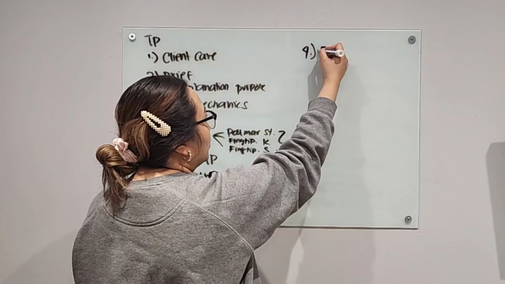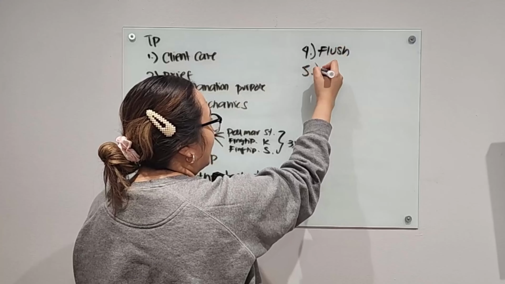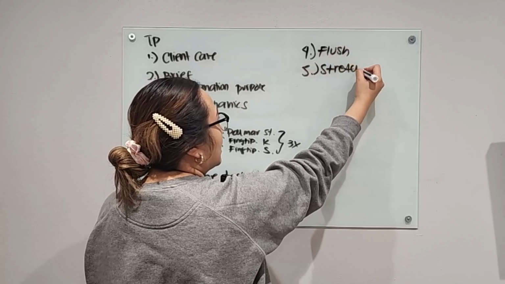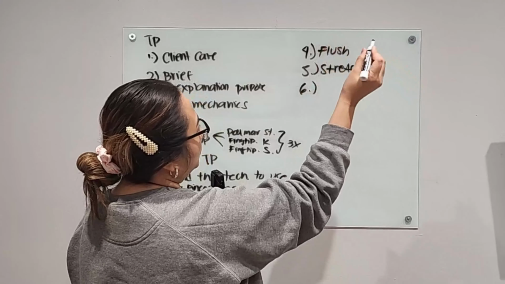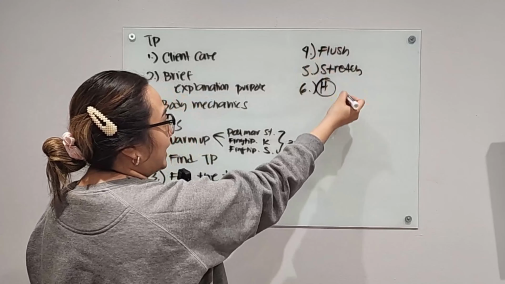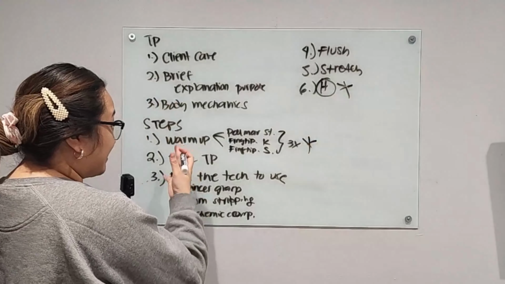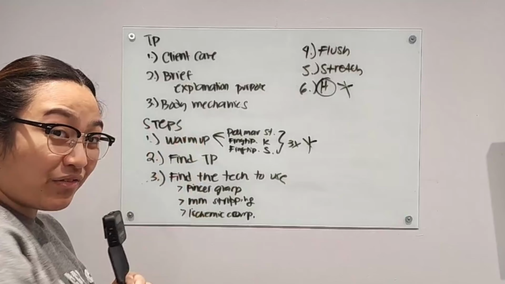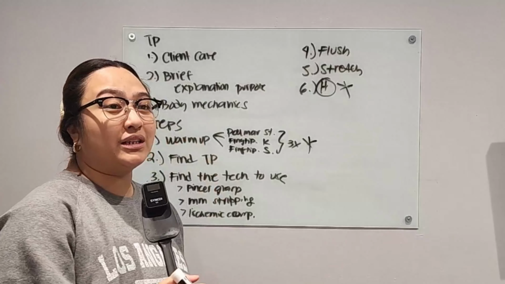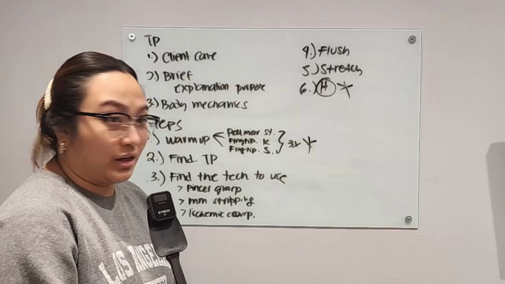Then number 4, you do some flushing. Then 5, you do some stretching. Then number 6, you do some heat. But then again, they may not need that, so maybe stick to 2, 3, 4, and 5, whatever your instructor tells you. But when in doubt, just do the whole thing. It is what it is anyway.